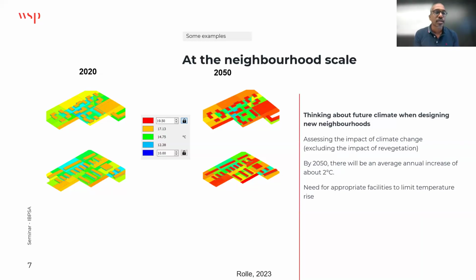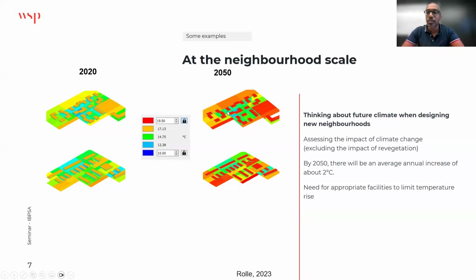At the neighborhood scale, this also relates to the densification part that I showed you before. This is an actual case study that we conducted last year for a neighborhood that is currently in design, the master plan, where the architect and the urban designer had two different scenarios they wanted to evaluate. One with very rectangular buildings, and another one with a more dense and varied type of buildings. You can see on the left-hand side the current surface temperature, so 2020 climate, and then 2050 climate.